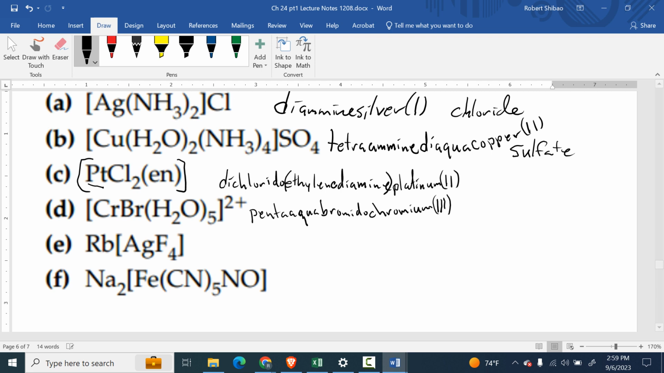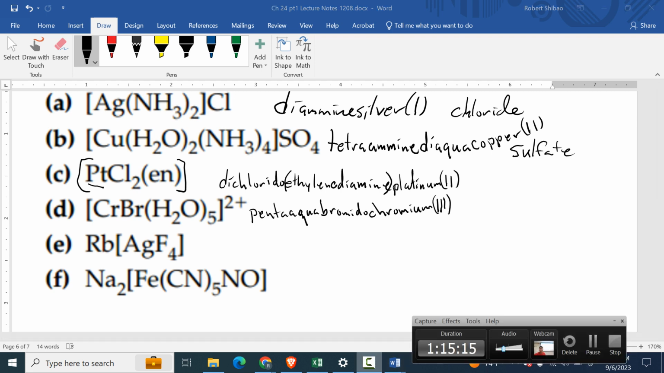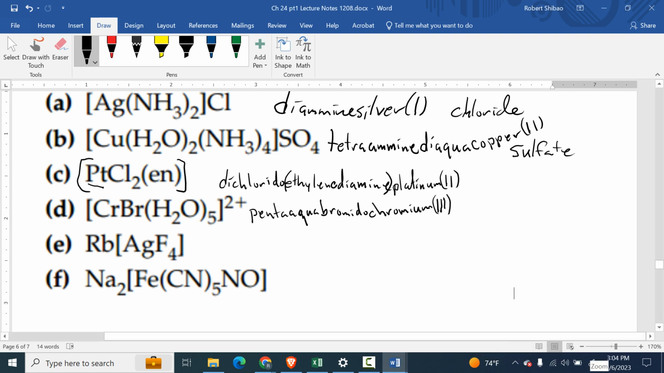All right, why don't you try to do letter E here. This is an ionic compound as well. This just has a normal cation. What's the name of this cation? It's a group 1. It's called rubidium. What's the charge on rubidium? +1. That means this must have a total charge of -1. And so let's name this.